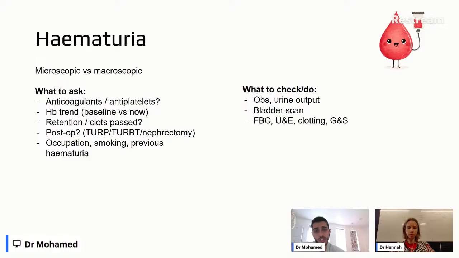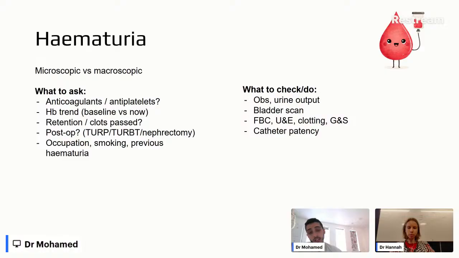Of course, you want to make sure to take bloods, FBCs, to look at things like hemoglobin, urea and electrolytes to look at potential changes in their kidney function, if they're in retention or anything like that. Look at clotting screen, is their INR off the charts? And of course, a group and save if you're going to be thinking about potentially giving this patient blood at any point. And of course, look at their catheter patency.